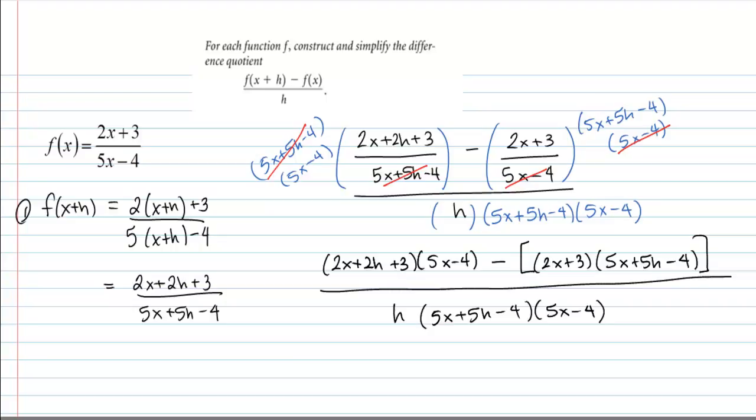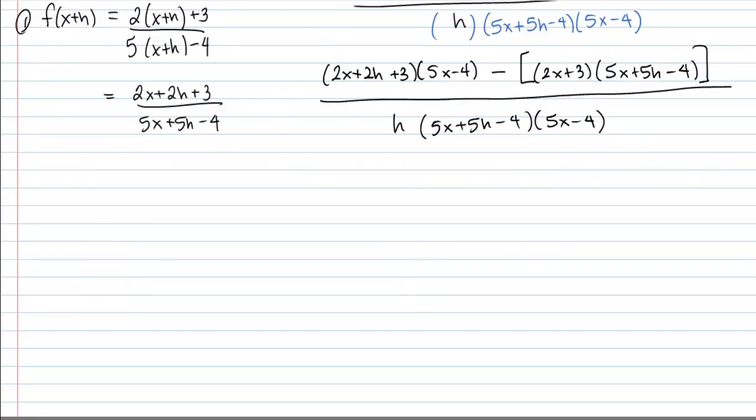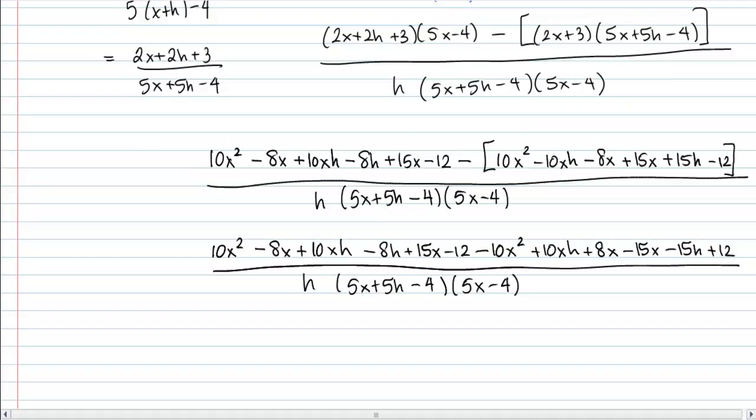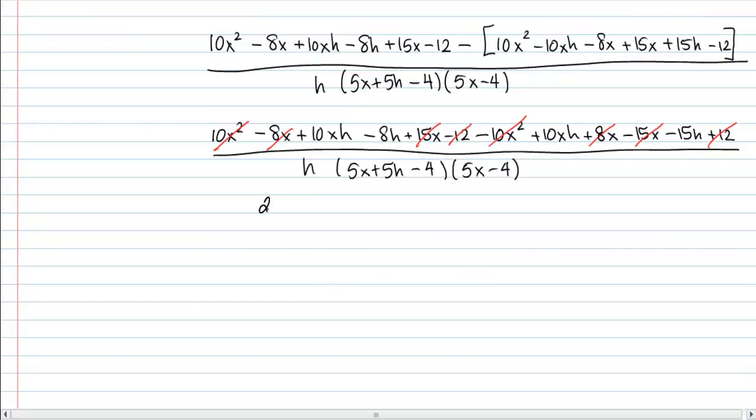From there, let's just simplify the numerator. With the trinomial and the binomial being multiplied in each part of the numerator, and the negative sign being distributed throughout the second bracket, we would combine like terms, and notice that the 10x squareds go away, the 8x goes away, the 15x goes away, and the 12s. So that would give us a numerator of 20xh minus 23h.